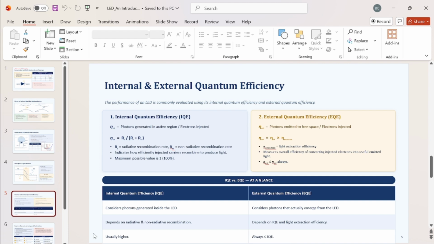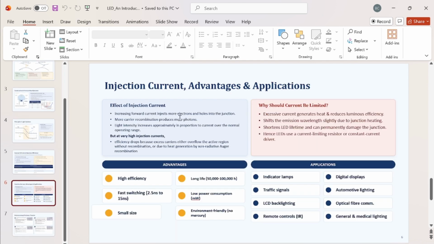Here are some of the effects of injection current, the forward current that we are injecting into the device, and what are the effects of that injection current. So if current is increasing, then more number of electrons and holes are crossing the junction, so that will result in more recombinations and hence more photons will be emitted. So as a result, light intensity will increase approximately in proportion to the current over the normal operating range.